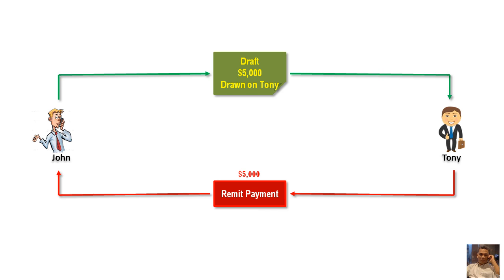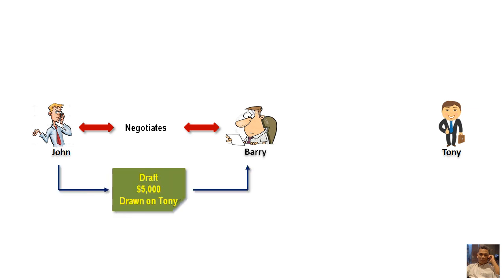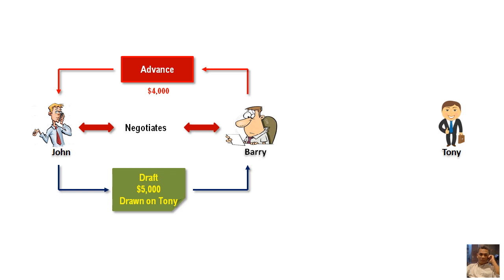But what if John needs the cash urgently? What if John needs the cash now? What option does he have? Well, he can literally exchange it for cash with anybody who is willing to accept it. Now, assuming that Barry is willing to accept it, but Barry would like to negotiate the amount. He would only agree to pay 4,000 to John instead of 5,000. So after negotiating with John, finally John agrees to take 4,000 now, instead of waiting for 3 to 5 days to get 5,000 from Tony. So John delivers the draft to Barry, and Barry gives to John $4,000 in advance as agreed.